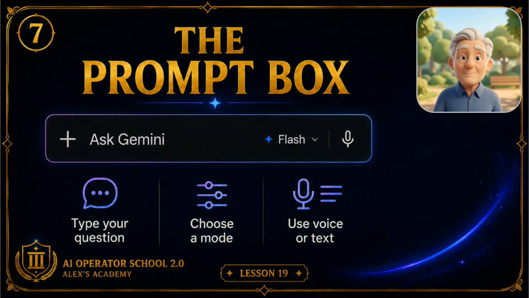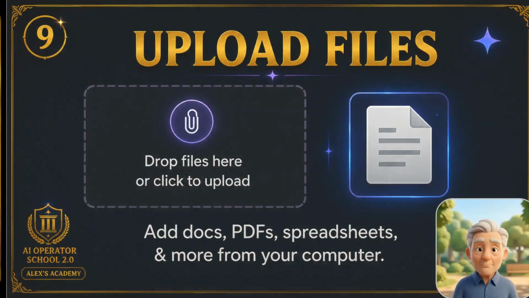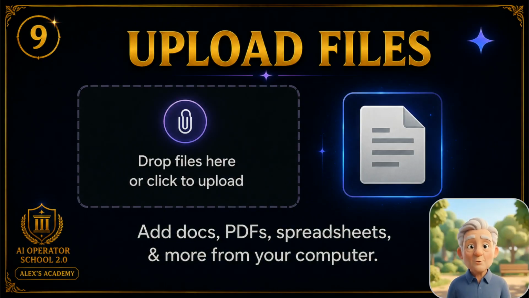The prompt box is your command center. You can type questions, choose different AI modes, and use voice or text input. You have many options for input, including uploading files, adding items from Google Drive, creating images or video, and accessing various tools. To upload files, simply drop them into the prompt area or click to select them from your computer.